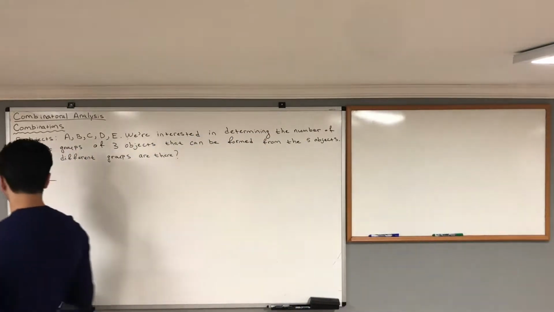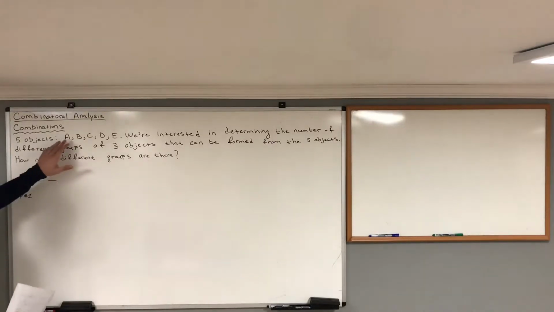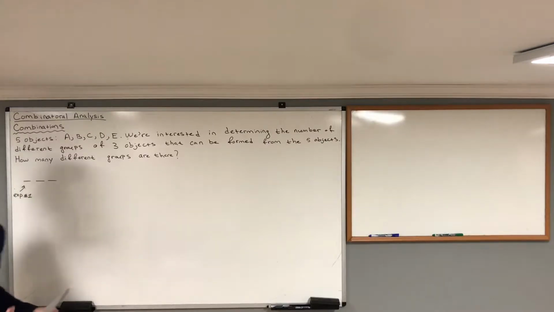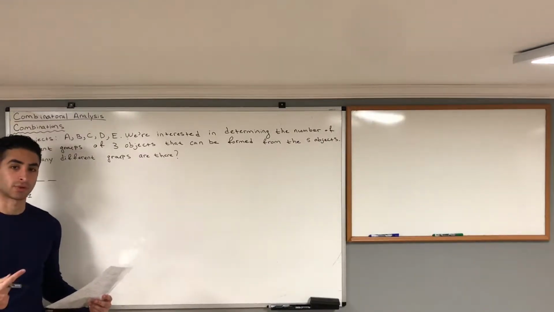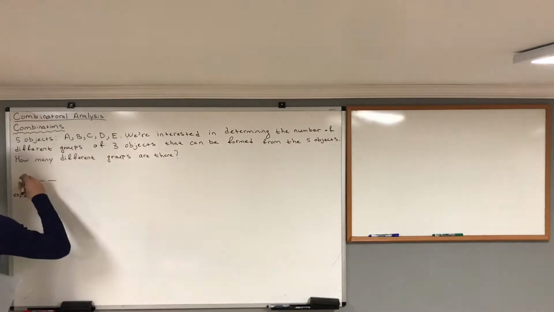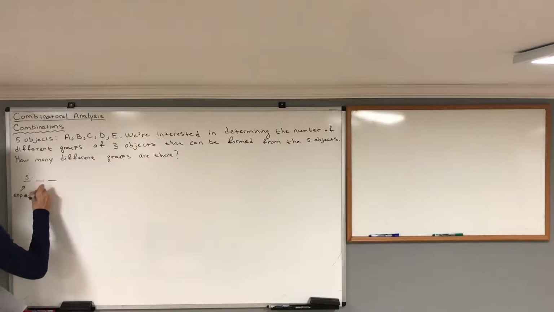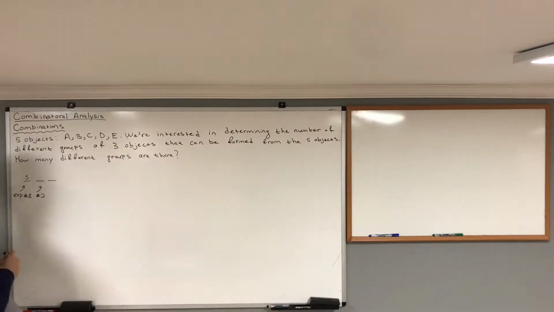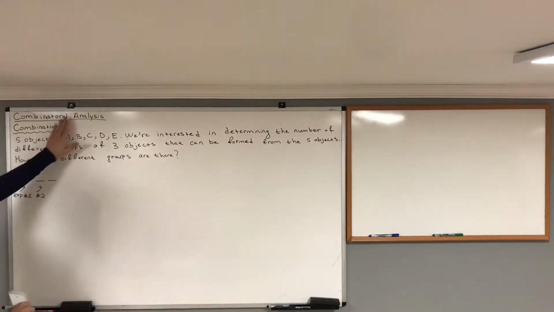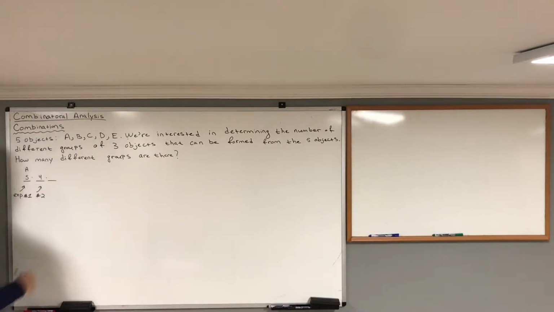So, experiment number 1 is choosing an object from the 5. Well, how many different objects do I have to choose from in experiment 1? I haven't chosen one yet, so I could choose any of these 5 letters, right? So that means experiment 1 has 5 outcomes. Experiment number 2, well, if I chose a letter, say I chose the letter A in the first slot, I have 4 different letters to choose from. So that's 4 outcomes for experiment 2.